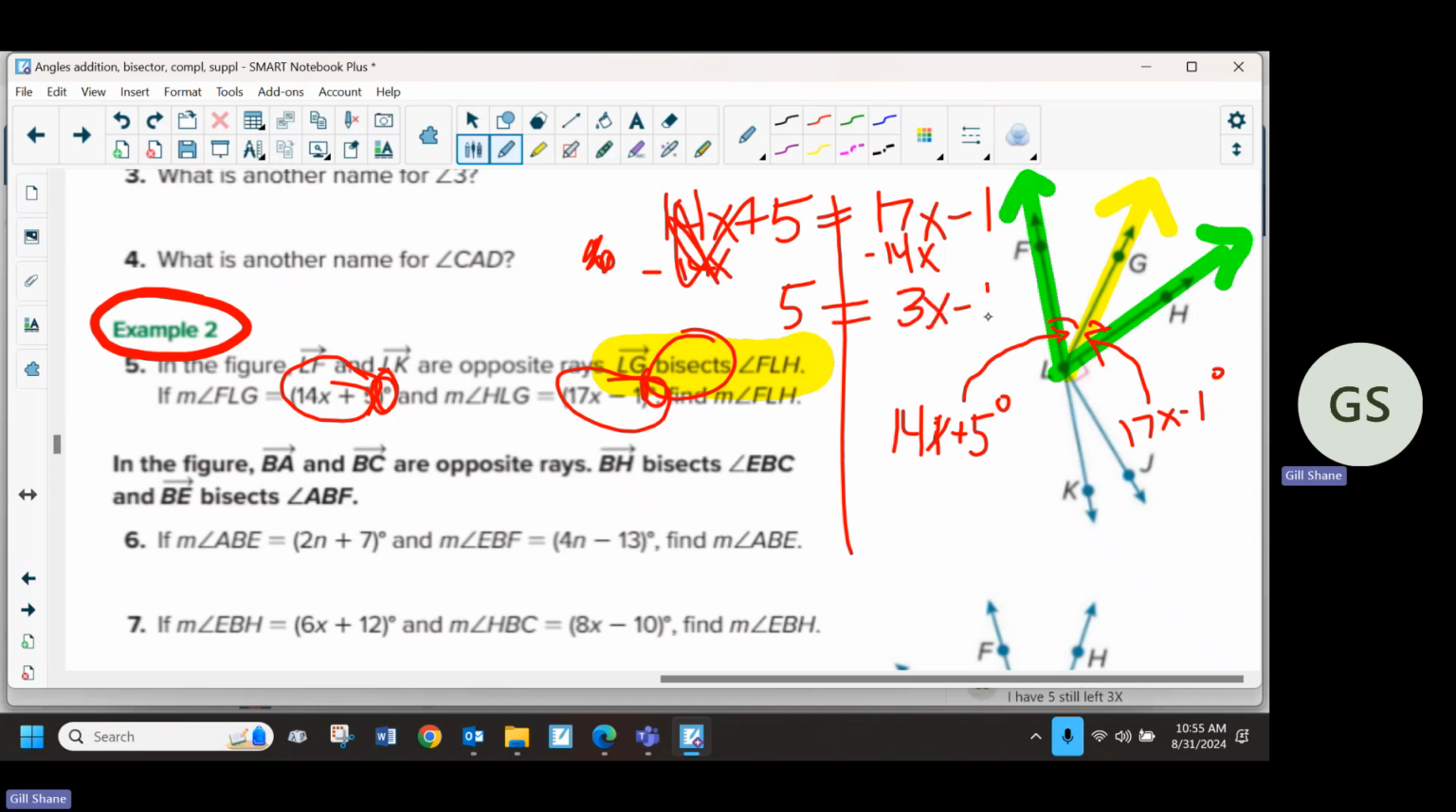3x subtract 1. Well, to get rid of that, now that goes away, but then whatever I do on one side, I have to do on the other. I'm going to come way down here. So that's my next step. And then to get rid of the 3, I have to divide because it's 3 times x on the top. So that means x equals 2.